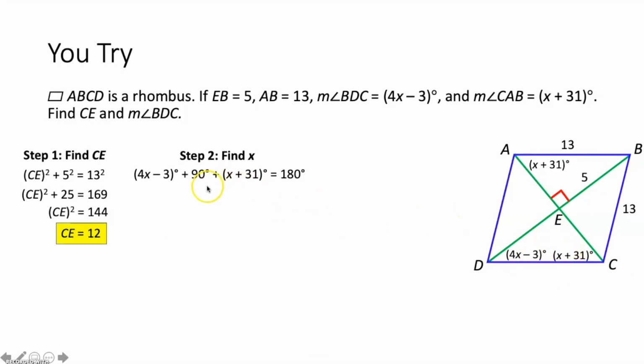Now I can solve for x. So let's combine like terms. 4x plus x gives me 5x. Negative 3 plus 90 plus 31 gives you 118. We then subtract 118 on both sides. Divide both sides by 5. We get x is equal to 12.4.